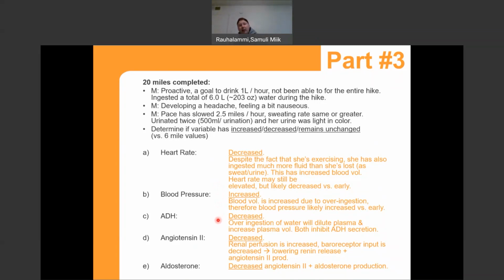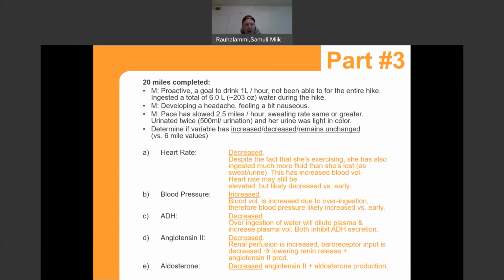In terms of the antidiuretic hormone levels, I would expect these to be decreased because of the over-ingestion of water, which dilutes the plasma and increases the plasma volume. And both of these factors will end up inhibiting the ADH secretion. When it comes to angiotensin 2 and aldosterone, I would expect both to be decreased. Renal perfusion is increased. Baroreceptor input is decreased. These both lead to lower renin release and angiotensin 2 production, and also aldosterone production being decreased.